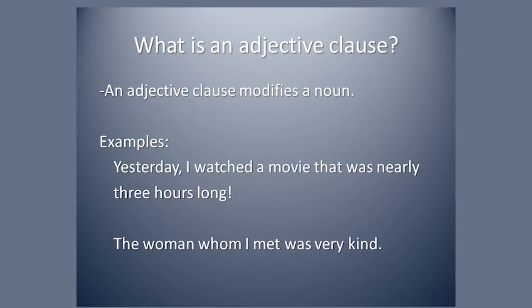So what is an adjective clause? An adjective clause modifies a noun. Let's look at the example sentences. The first sentence says, "Yesterday, I watched a movie that was nearly 3 hours long." In this sentence, the clause "that was nearly 3 hours long" describes or modifies the noun movie. In the second sentence, the clause "whom I met" modifies the noun woman.